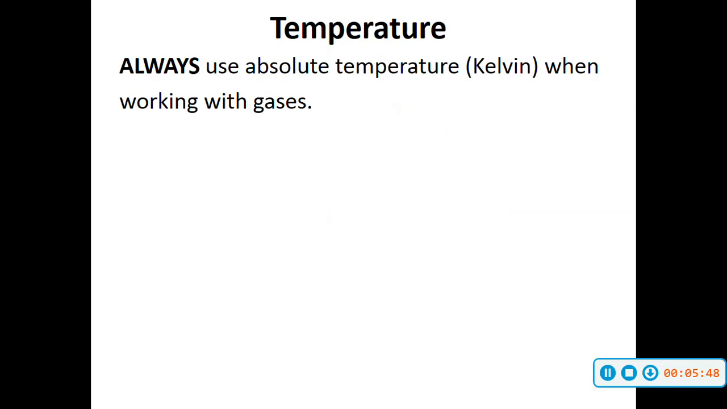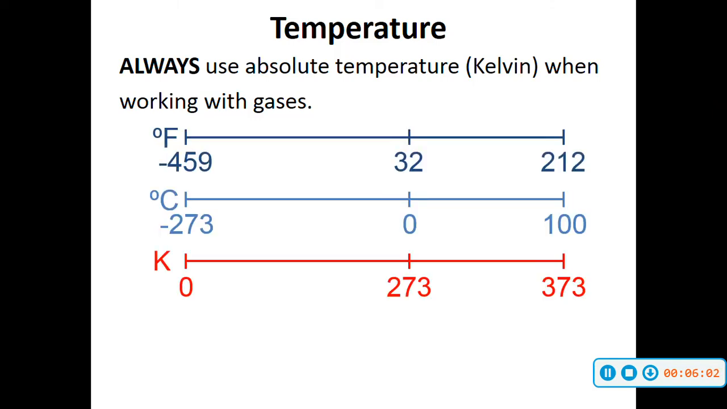Okay, so this brings us to temperature. For gas laws, throughout this entire unit, temperature must be in Kelvin. This is absolute temperature. If you remember, in science, we do not use degrees Fahrenheit. We always use degrees Celsius. If you take a look, they have a difference of 273.